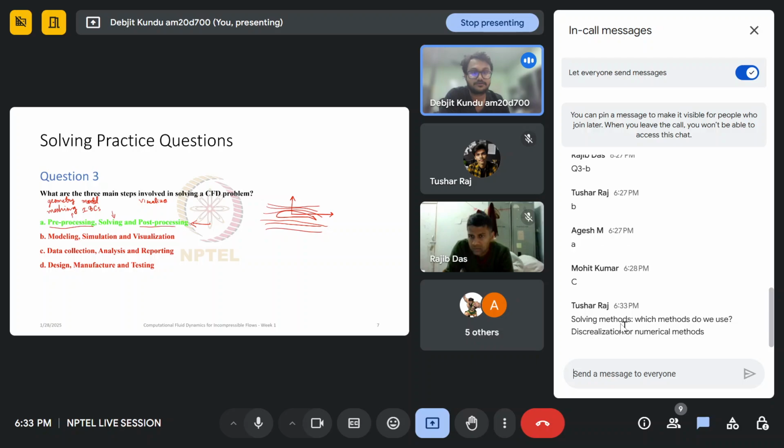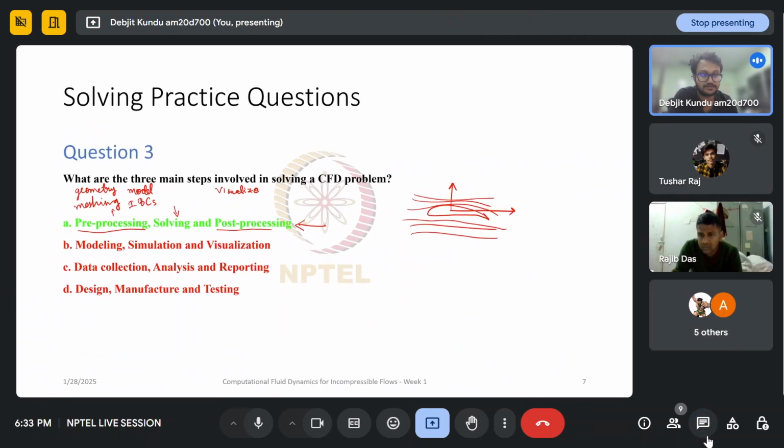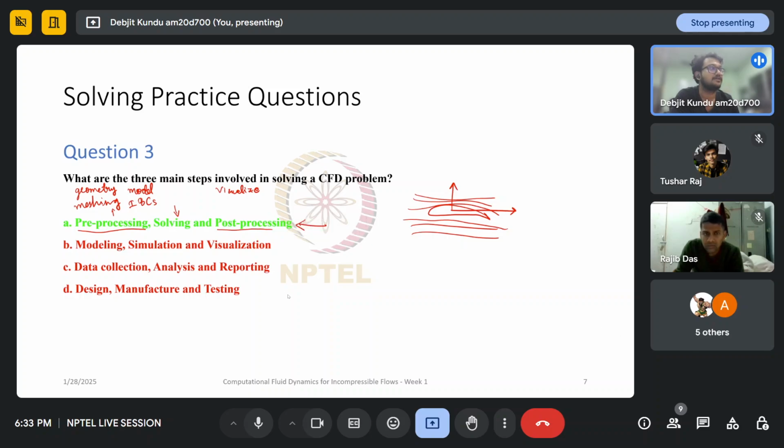Okay, I have a question in the chat box. Solving methods. Which methods do we use? Discretization or numerical methods? So we will have to use both. And there are different options for them as well. Discretization has different ways, and numerical methods, which is the actual solving of the problem, also have multiple ways in which they can be implemented. So we will use both, and they come in different flavors. We can pick and choose which flavors we want depending upon the exact problems that we're dealing with.